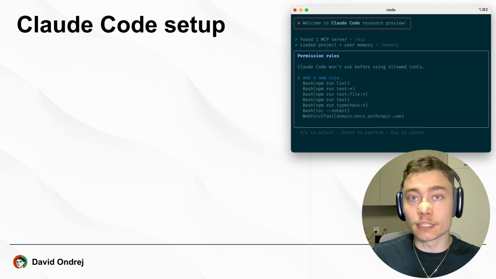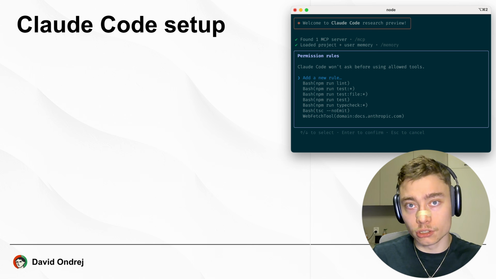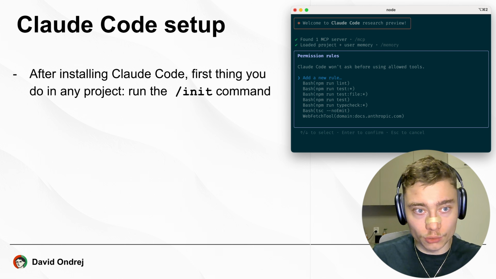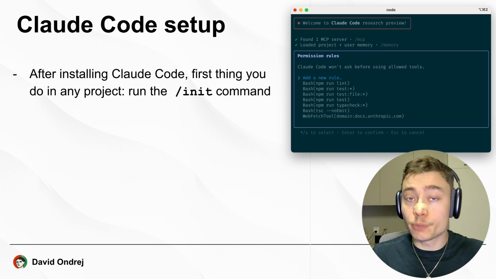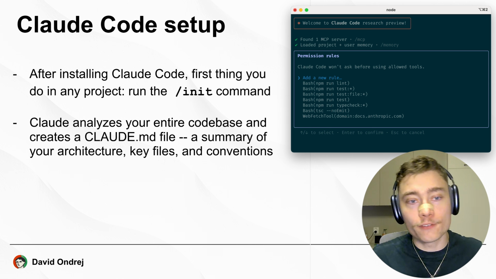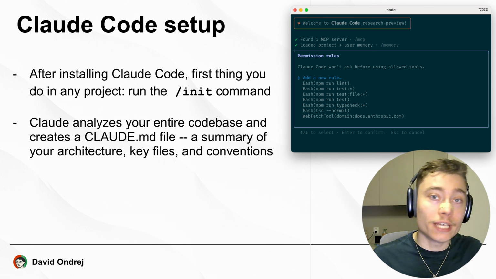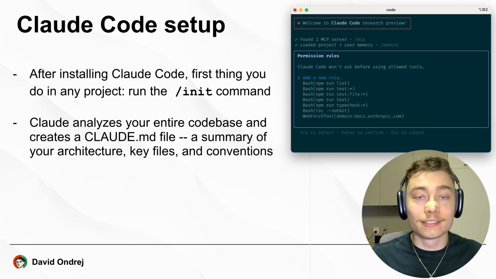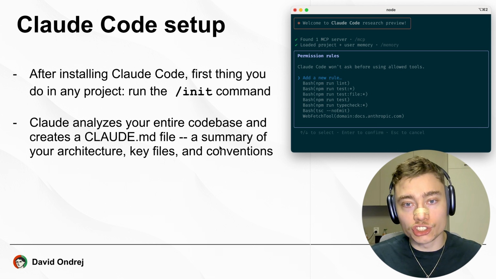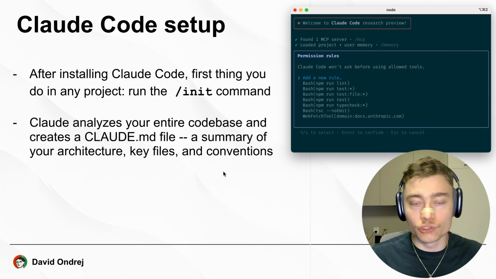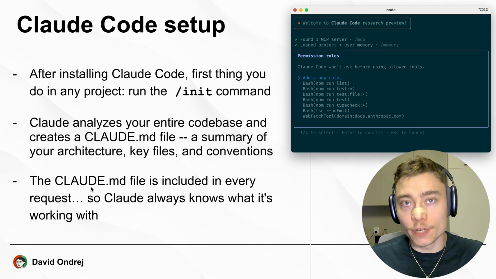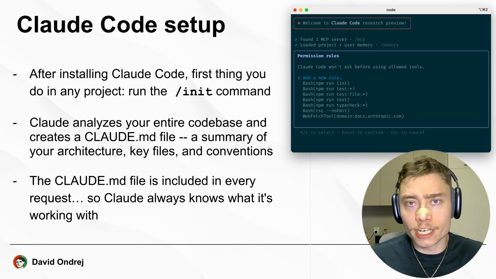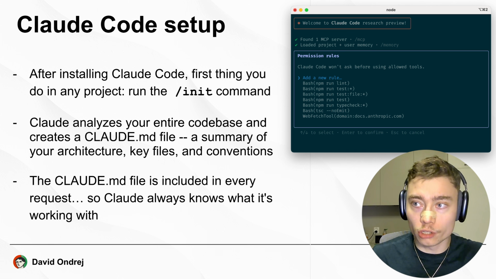Now, the next thing that Anthropic teaches us in this course is the Claude Code setup. So after you install Claude Code, the very first thing you want to do in any project is run the /init command, and especially if it's an existing code base. This will have Claude analyze your entire code base and create a claude.md file, which will act as the system prompt for your Claude Code. And it includes a summary of your architecture, key files, conventions, and anything else that is relevant to Claude Code performing well. Now, the best part about claude.md is that it's included in every request. So you don't have to copy paste it or anything like that. Claude Code will always know what project it's working with.